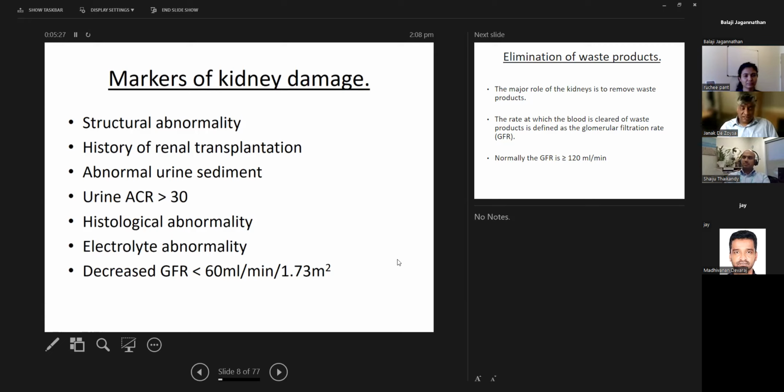If you have a history of kidney transplantation, if you have an abnormal urinary sediment with the presence of hematuria, blood, or proteinuria, and that proteinuria or albuminuria defined as a urine albumin creatinine ratio of more than 30, a histological abnormality, or if you have a tubular abnormality where you might get an abnormality of the minerals, or a decreased GFR of less than 60 mils per minute. So we define all of those as markers of kidney damage, which has been present for more than 3 months.